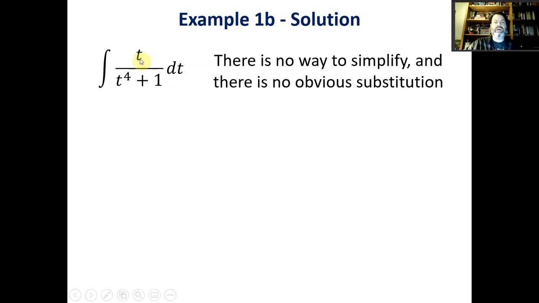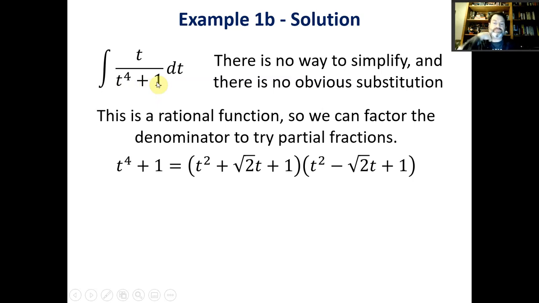So you're thinking, you move to the form. This is polynomial over polynomial. This is a rational function. Maybe partial fractions. So the first step of partial fractions is to completely factor the denominator. So we can do that. And what you get when you factor this is some really awful stuff.